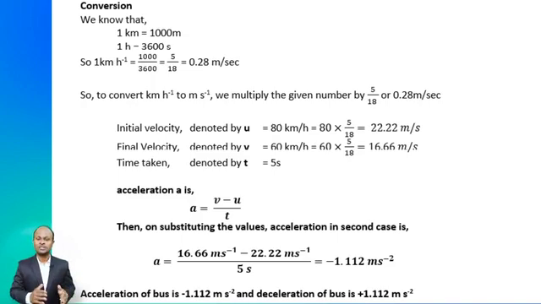The acceleration is given by a equal to (v minus u) by t. Then on substituting the values, the acceleration is given by minus 1.112 meter per second square. The acceleration of bus is minus 1.112 meter per second square and the deceleration of the bus is plus 1.112 meter per second square. Okay, let's solve our third problem.